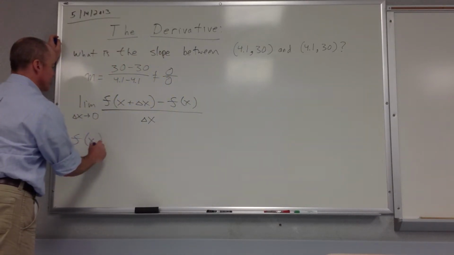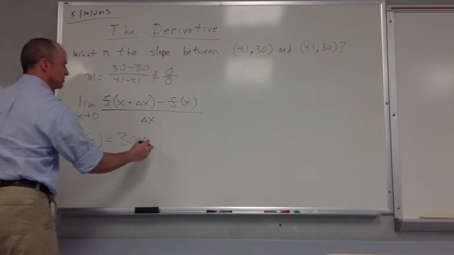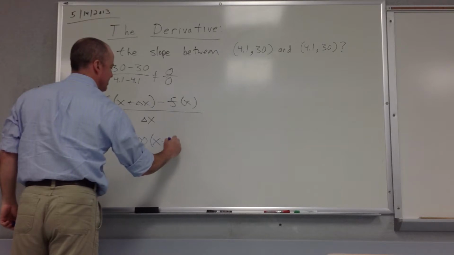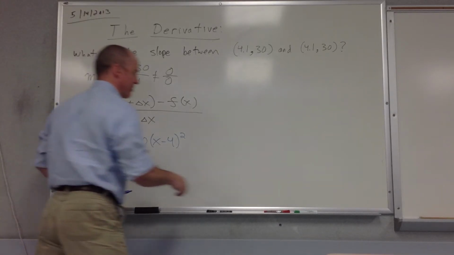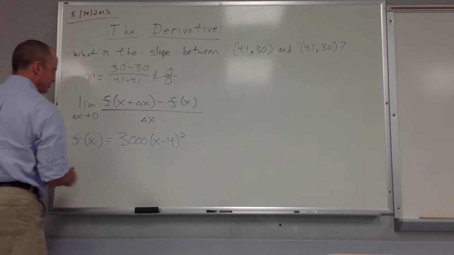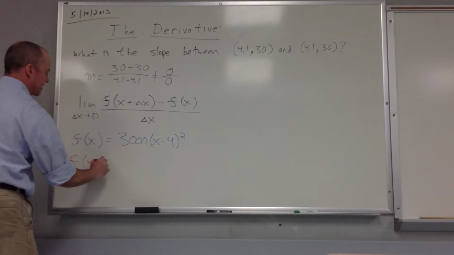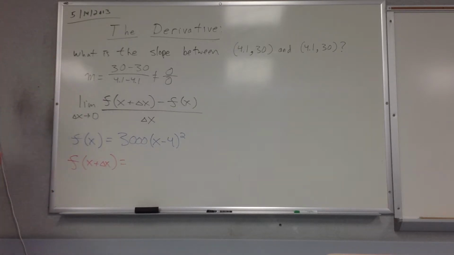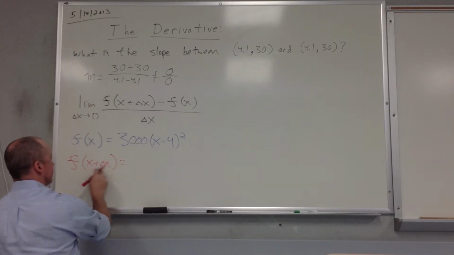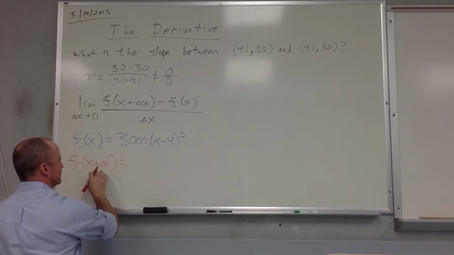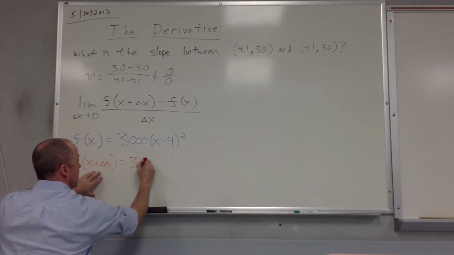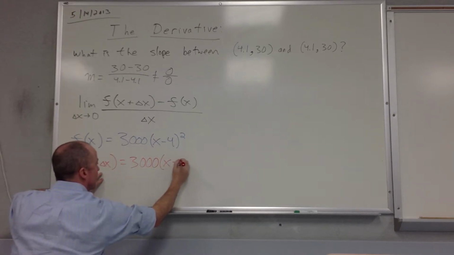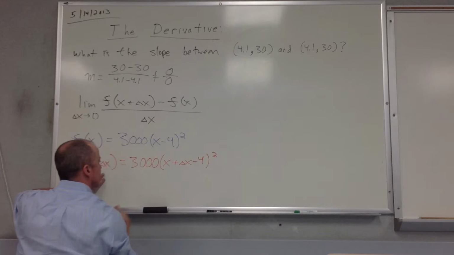My function that described the punch, I said, was 3,000 times x minus 4 squared, correct? Yes. I believe it is. So what would f of x plus delta x be on this same function? What do you do with whatever's in the parentheses? You add them. They replace the x. I love how you said that. Whatever's here replaces the x. So I'm just going to take this x, and I'm going to put an x plus delta x in.